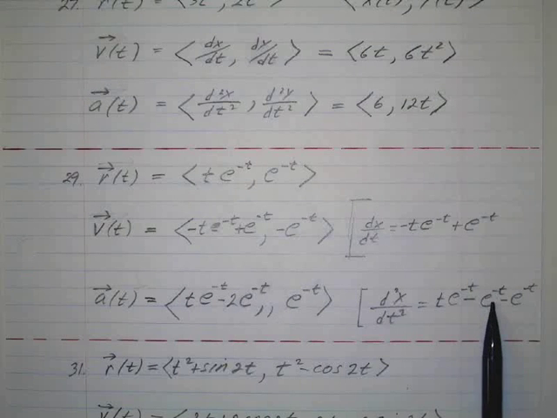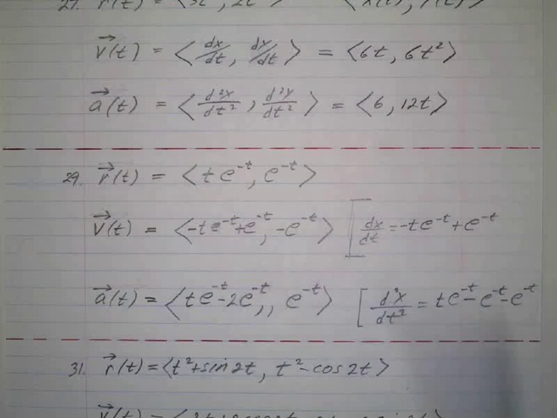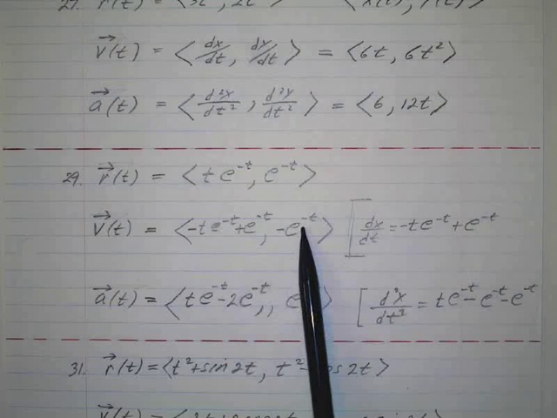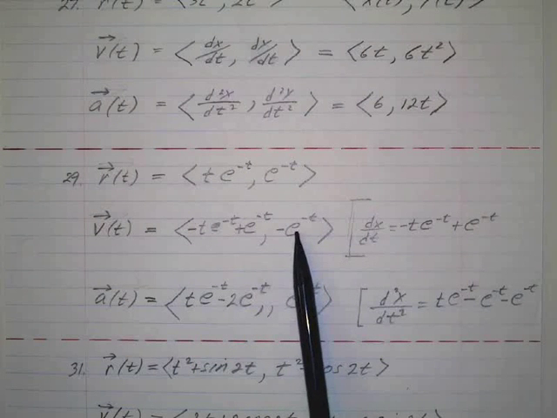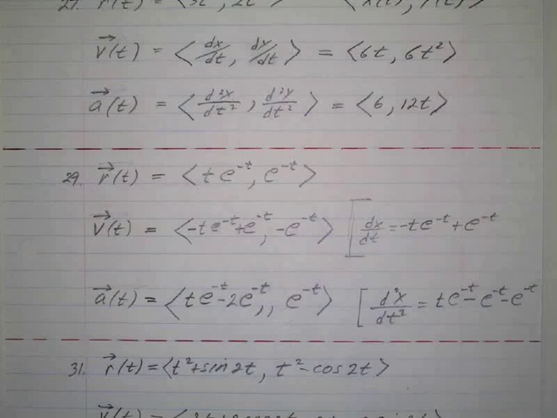And then I had the derivative of e to the negative t, which is just negative e to the negative t. So I got two of these, so I end up with negative 2. So we could write t e to the negative t minus 2 e to the negative t, and that's going to be my x component. And again, the y component is pretty easy. It's just going to be a negative times the derivative of e to the negative t, which is just another negative. So we end up with positive e to the negative t. So that should be pretty easy.